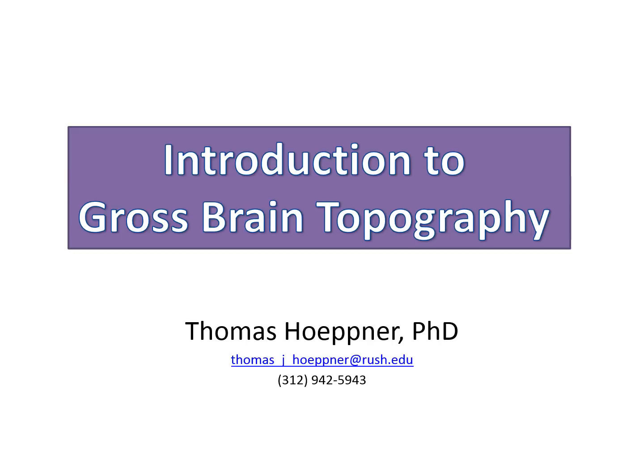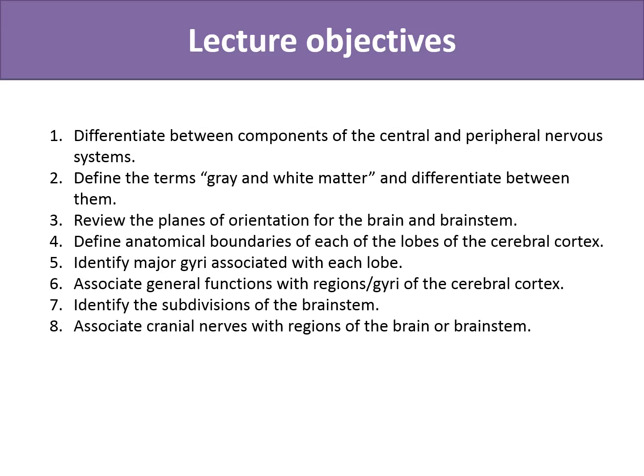In this session, we'll provide an introduction to the gross brain topography. We'll address some basic issues of central and peripheral nervous system, and then building on gray and white matter, begin to identify planes of orientation of the brain and brainstem, identify some of the anatomical boundaries of the lobes, identify major gyri in each lobe, the functions of each of those gyri, and then identify subdivisions of the brainstem and the cranial nerves within those regions of the brainstem.